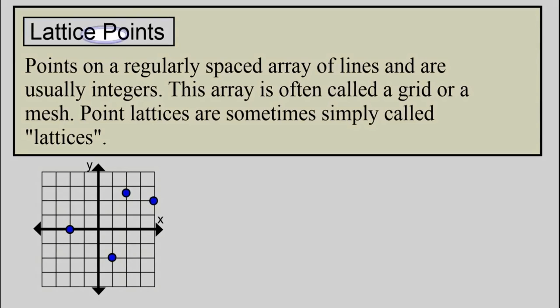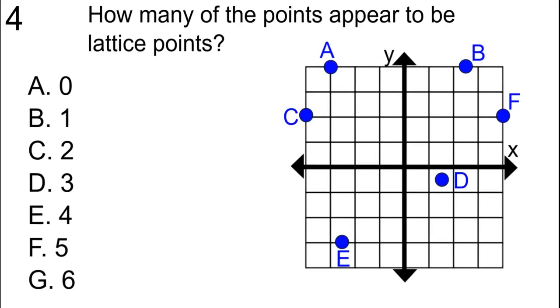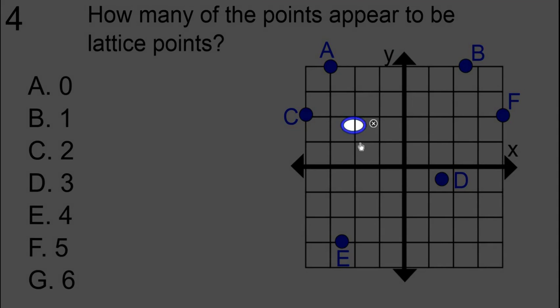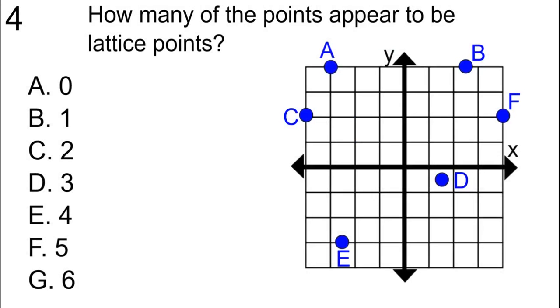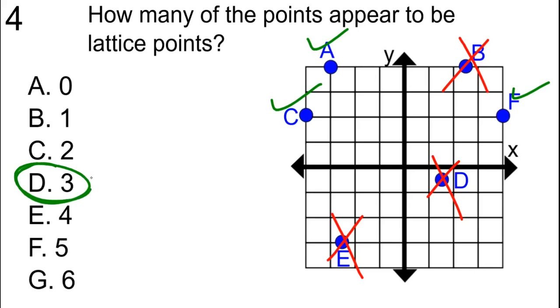Also, let us recall lattice points. So in a problem like number 4, we need to identify lattice. And it is just where the grid lines cross. It is very easy to understand that B is not lattice, D is not lattice, and E is not lattice. But A, C, and F are, because these points exist on the grid lines. So the answer to number 4 is D.